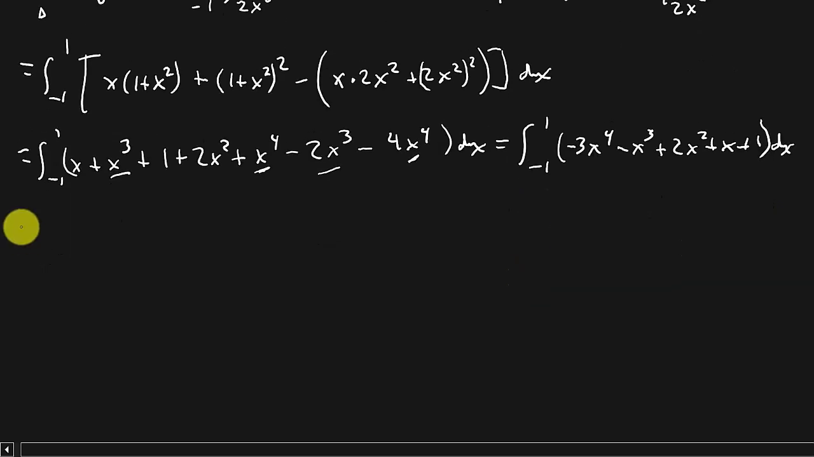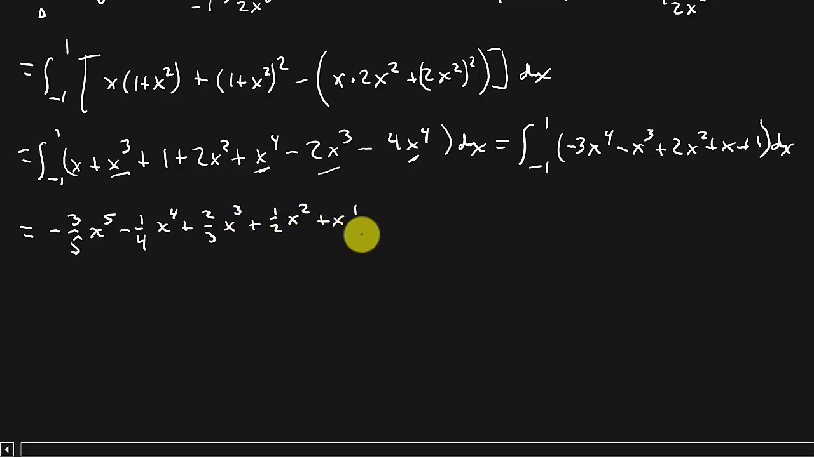All right. So now we get to integrate this. And so that's going to be -3/5 x to the 5th minus 1/4 x to the 4th plus 2/3 x cubed plus 1/2 x squared plus x, and that's from -1 to 1. All right. So let's see. All right, and now we evaluate it.